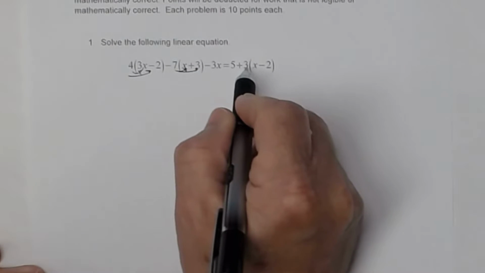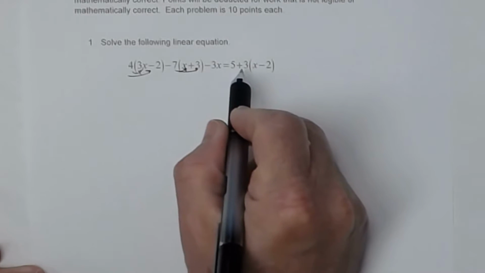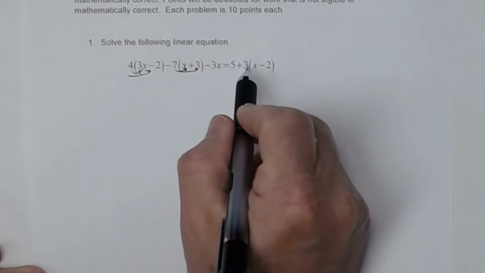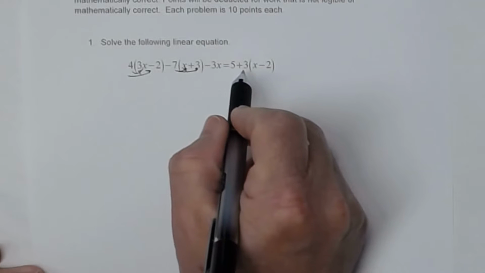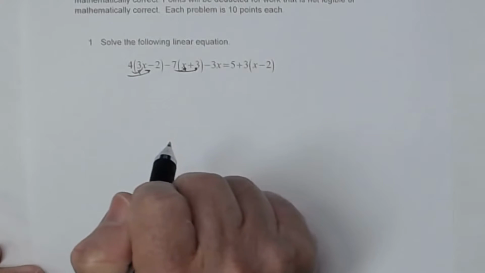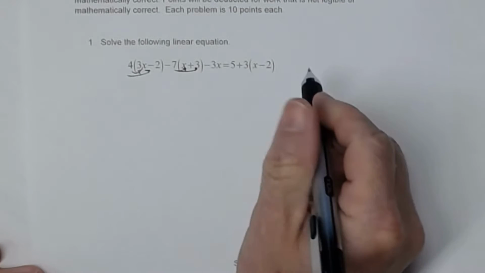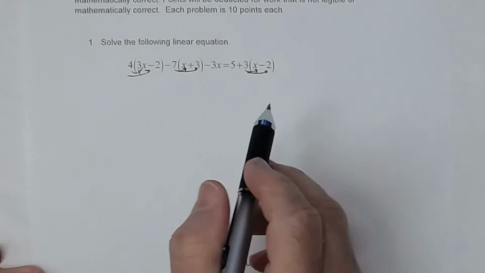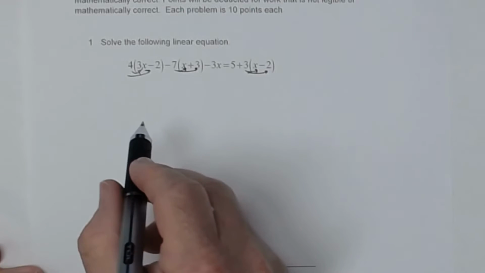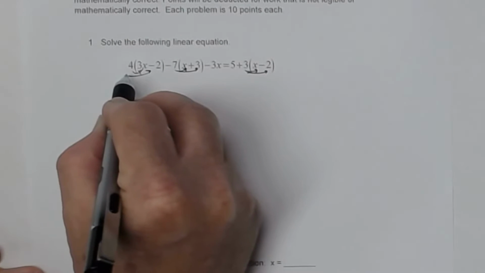And then over here you need to be careful because you have to follow the order of operations. So remember, you have to multiply before you add. So don't say 5 plus 3 is 8 and distribute the 8. Mathematically, that's not correct. So you have to multiply first and then you would add the 5. So let's go ahead and distribute.